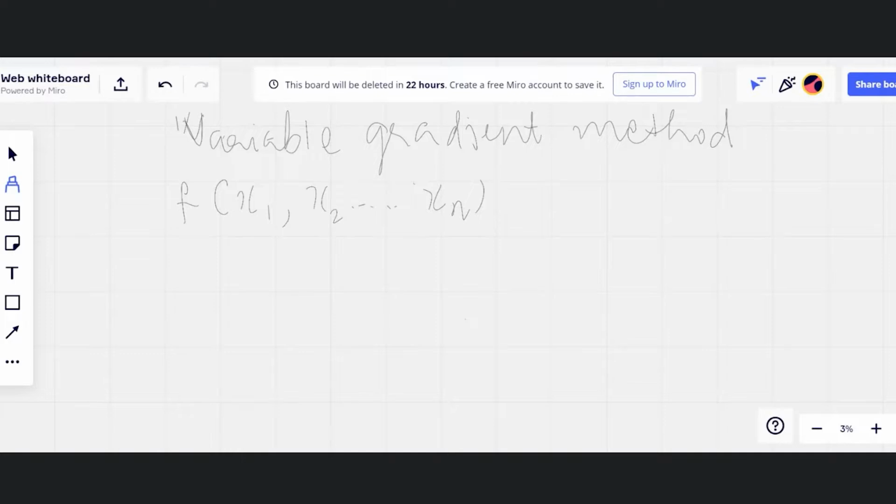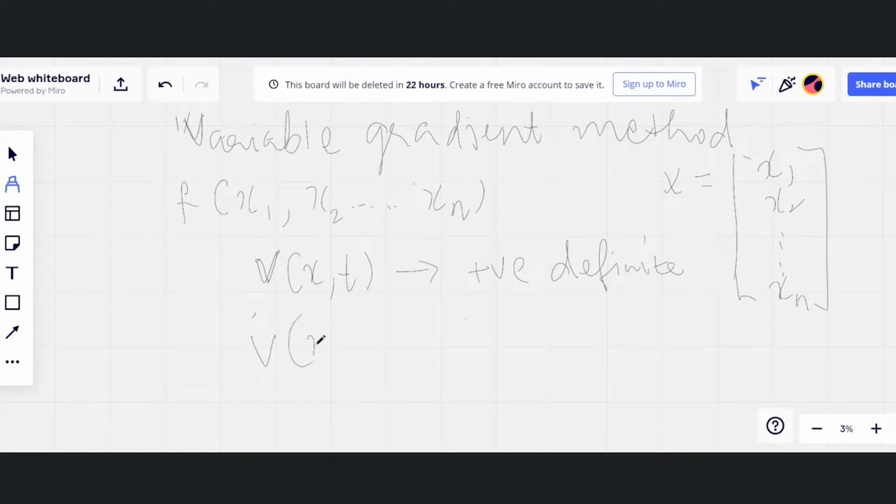So the condition for stability is that we need to find a function v in terms of x and t. Now this x is a matrix composed of all the state variables x1, x2, etc. up till xn. So we need to find a function v such that this v should be positive definite and v dot should be negative definite. So v dot basically means the time derivative of v.